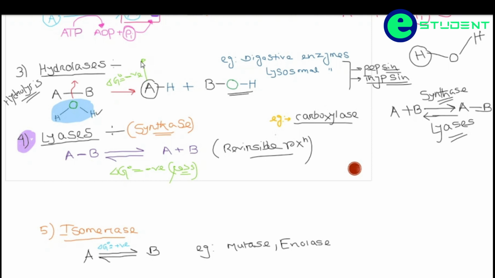the case of lysis the delta G naught value is negative, because if it was positive then the reaction would not be spontaneous. So the delta G naught value must be negative, but it is less negative. That's why the reaction is reversible here.